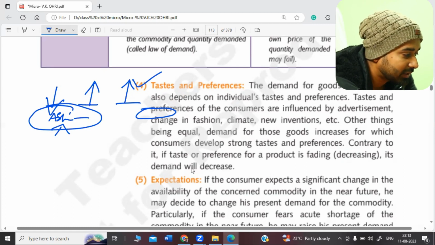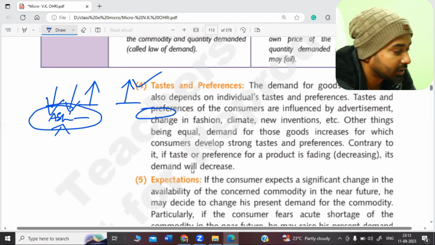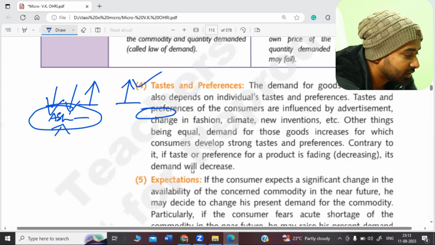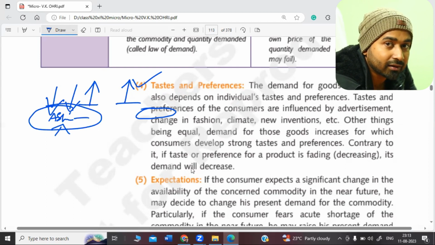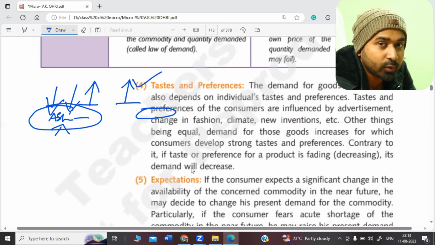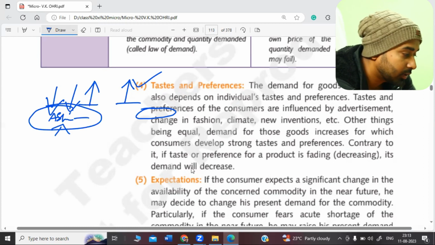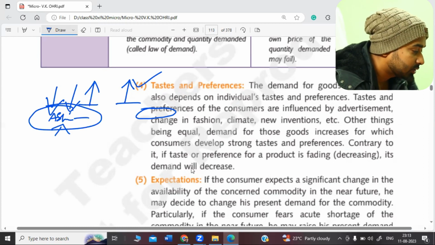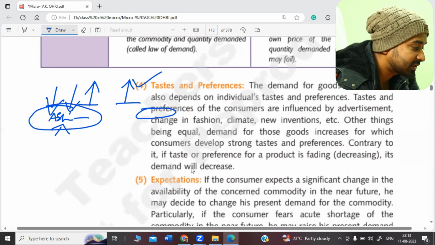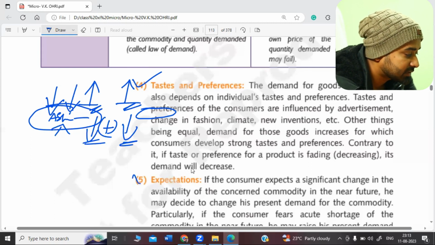So you are purchasing Ashirvad Atta only, right? Because your taste and preference is more for that Ashirvad Atta. Even though the price is more, you are not bothered about that. You are purchasing Ashirvad Atta. So when taste and preferences increase, your demand also increases. When taste and preferences decrease, your demand also decreases. Have you seen that? Which relation? Positive relation only.